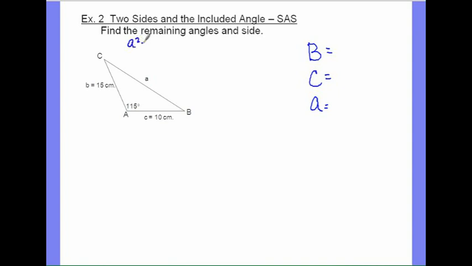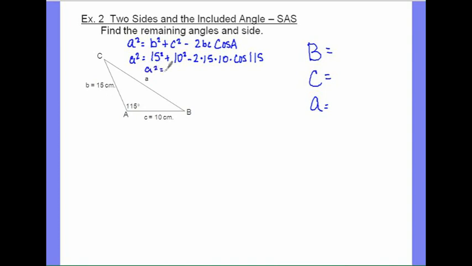It would be A squared equals B squared plus C squared minus 2BC times cosine of angle A. That's the formula that I'm going to use because I'm finding little a, so I'm going to start off with the A squared equals formula. Okay, so let's fill in what we have. A squared equals 15 squared plus 10 squared minus 2 times 15 times 10 times cosine of angle A, and angle A is 115.